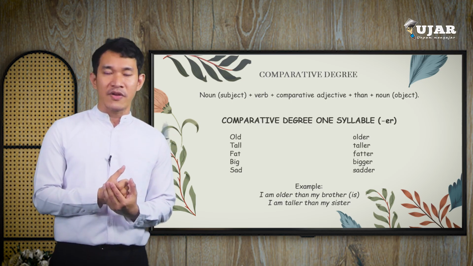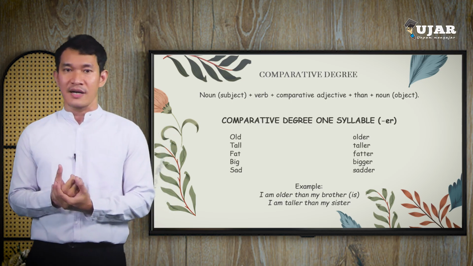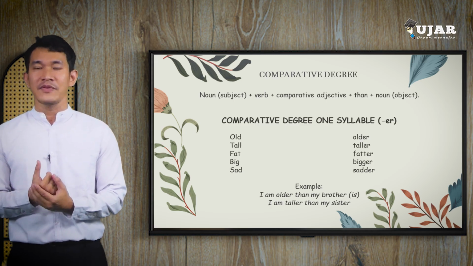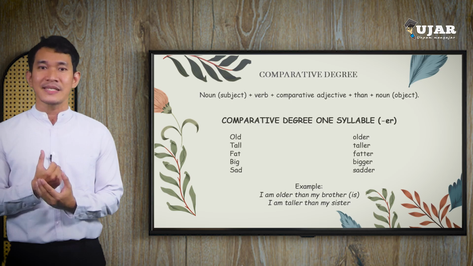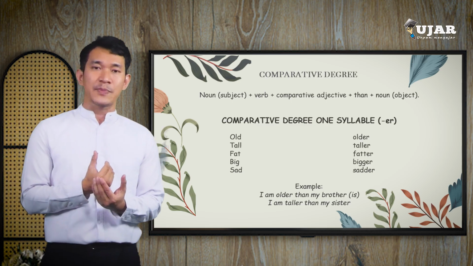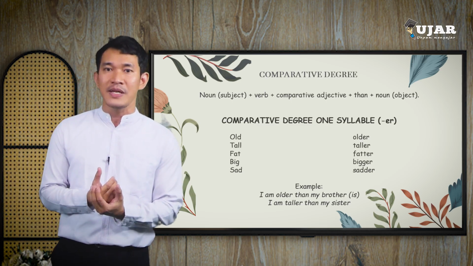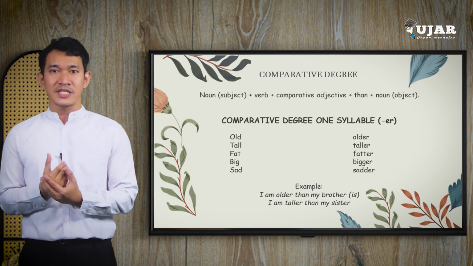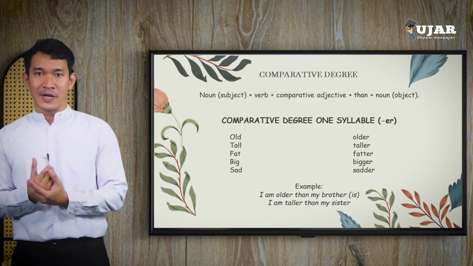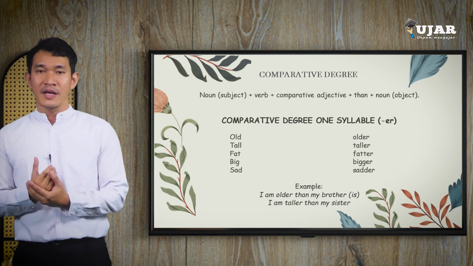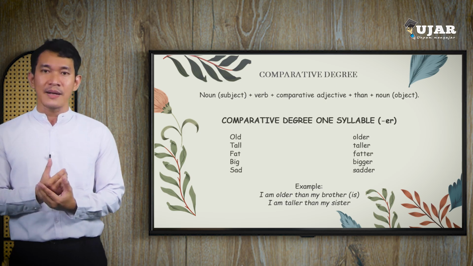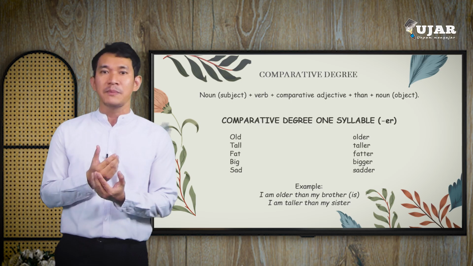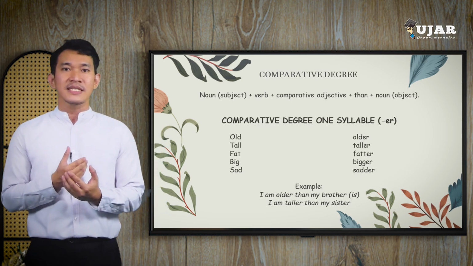It is comparative degree, one syllable with ER. Comparative one-syllable adjectives add ER to form the comparative. If the adjective has consonant plus single vowel plus consonant spelling, the final consonant must be doubled before adding the ending. Cheap becomes cheaper, not cheapper with a single p. Large becomes larger. Another example, tall becomes taller, fat becomes fatter, big becomes bigger, sad becomes sadder.